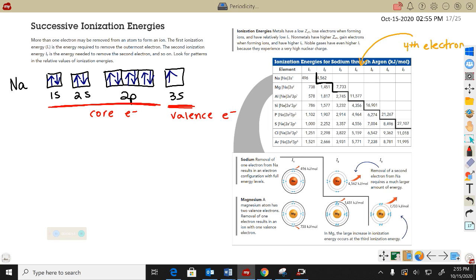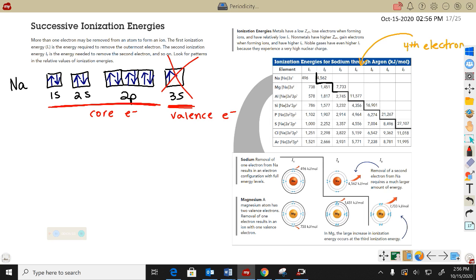My outermost level, if I get rid of this guy, then my outer level is the second, and the second has all full orbitals, or 8 valence electrons. We call it the Octet Rule, where atoms tend to be most stable when they have 8 valence electrons. It comes from the fact that there would be 2 in the outermost s and 6 in the outermost p. Okay, so that's what sodium is trying to do. We try to lose that last electron. So for sodium, it's going to take 496 kilojoules to remove the outermost electron.